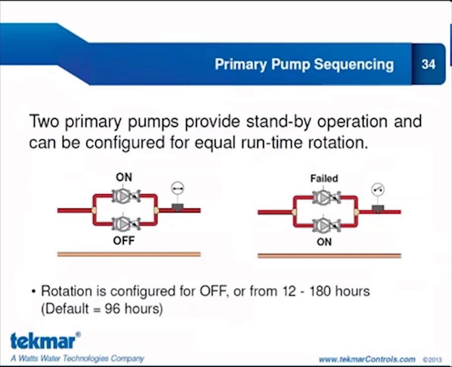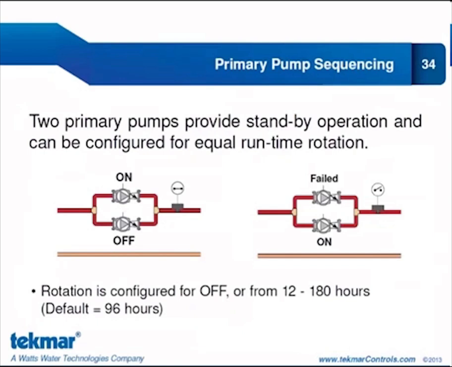If still we do not receive proof of flow, we will turn off the lead pump and try and operate the lag pump one more time. So we're trying to operate the lead and the lag pump twice. So this is to make sure there really is indeed a problem before we shut the entire system down.